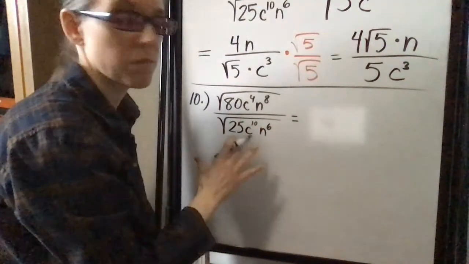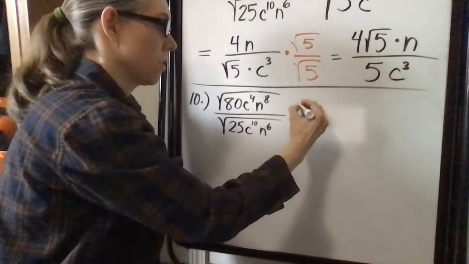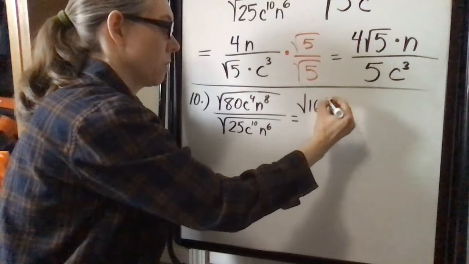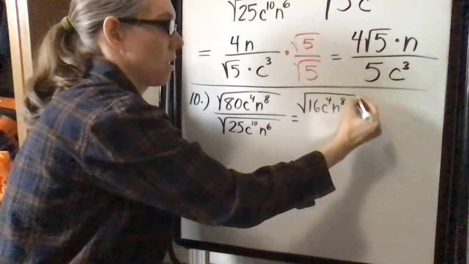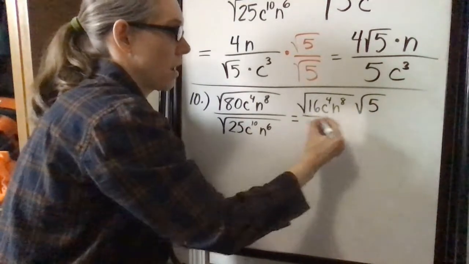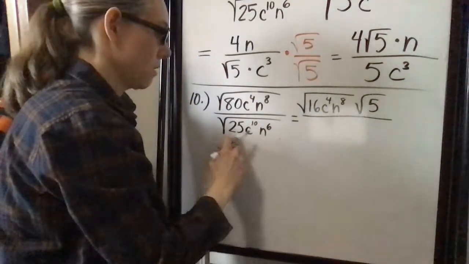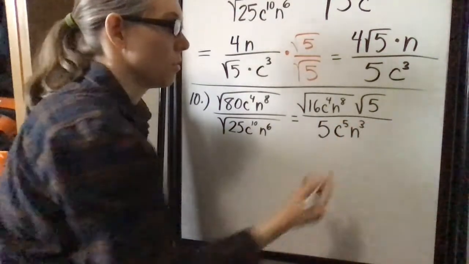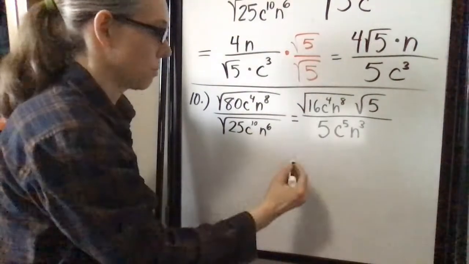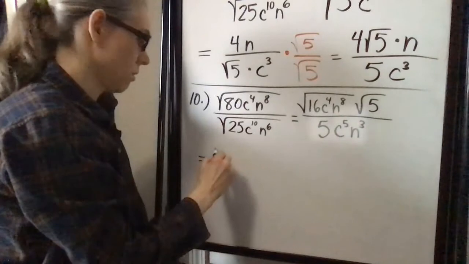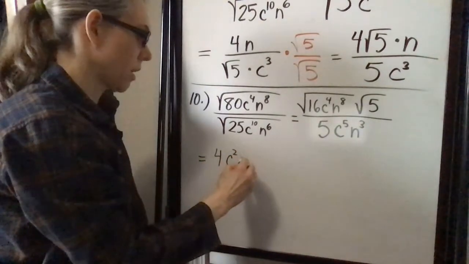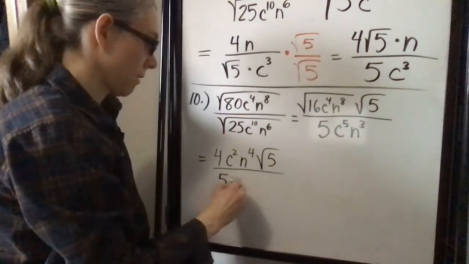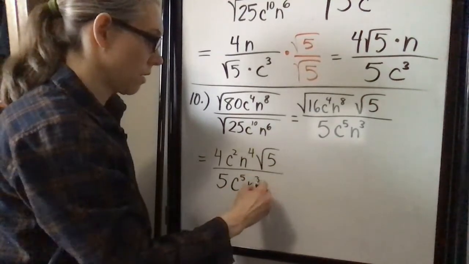So if you want to simplify first, to simplify this radical, you're going to split it into 16 c to the 4th n to the 8th times the radical 5 over, and this is all a perfect square, 5 c to the 5th n cubed. And then right here, this would simplify to 4c squared n to the 4th root 5 over 5c to the 5th n cubed.